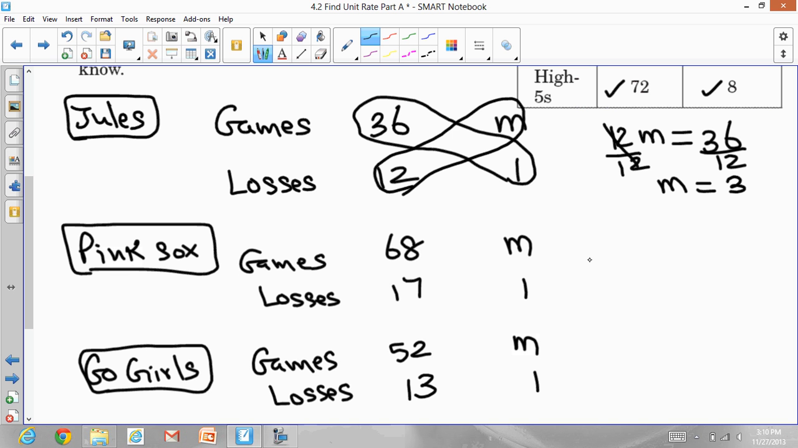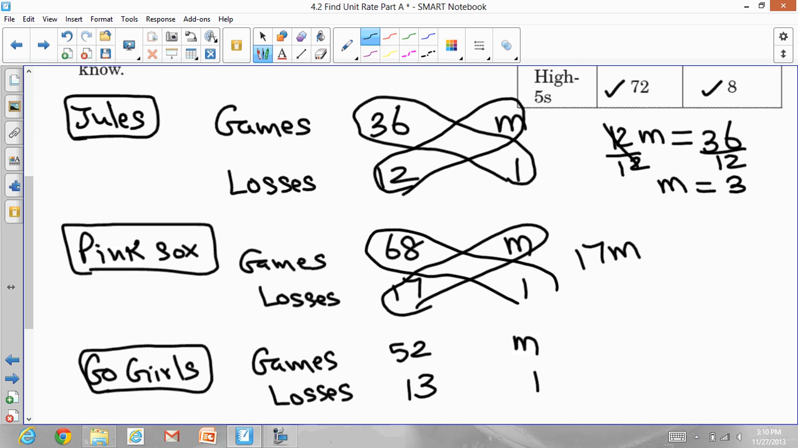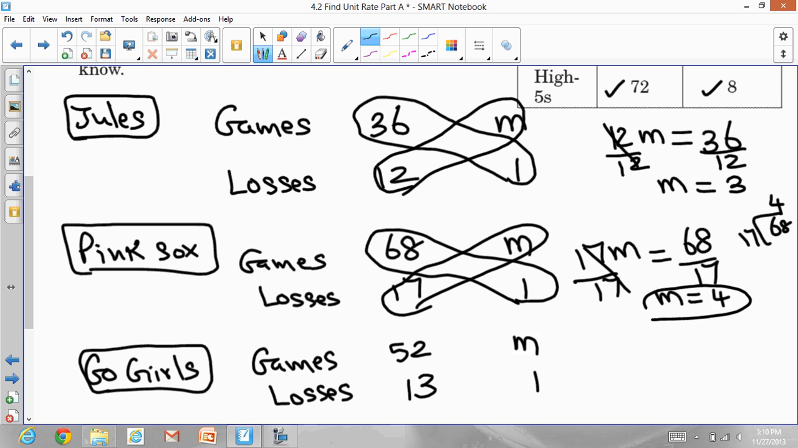Now let's focus on Pink Sox. Do the same thing. 17 crosses over and multiplies M to give you 17M, and 1 multiplies 68 to give you 68. Divide by 17, divide by 17, cancel, M equals 68 divided by 17 to give you 4. So that means Pink Sox had 4 games won for every loss.